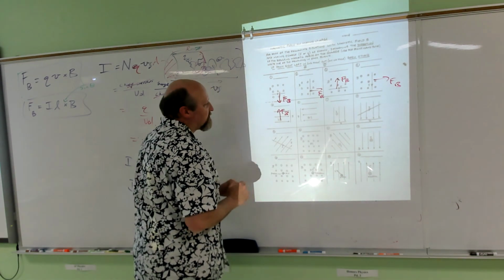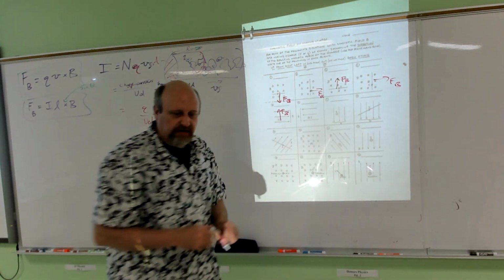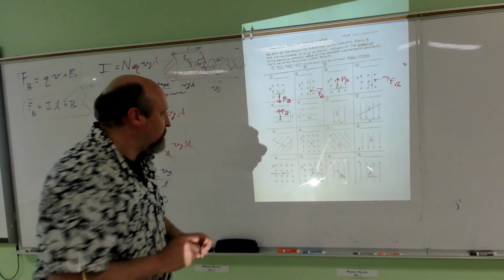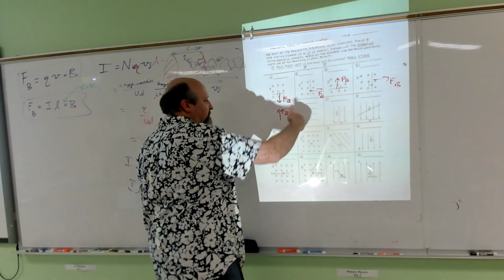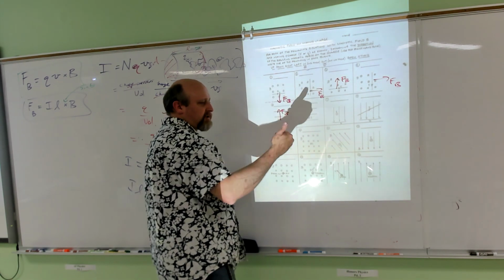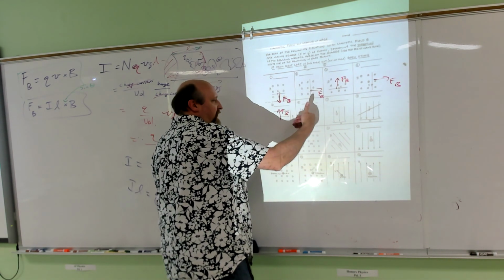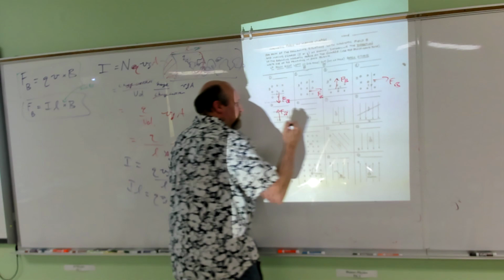Six. I've got an X there in the current. The current is going into the page, away from me. Magnetic field line is going to the left. So fingers go into the board. Which way do I need my hand to face? When the fingers curl, they curl along the second vector, B. I cross B, thumb points up.